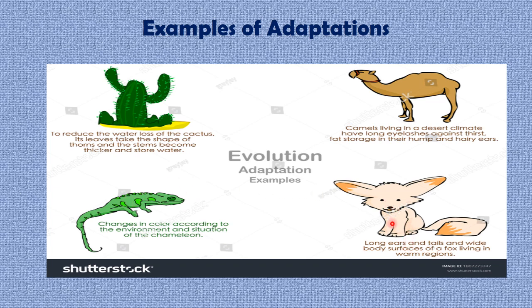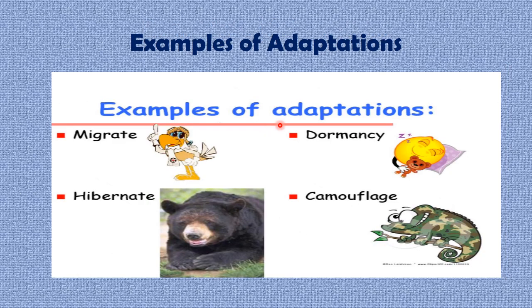Now we have the fox. It has long ears and tails and wide body surfaces because it lives in a very warm region, to maintain the heat of its body. Now we have other examples of adaptation: dormancy, migration, hibernation, and camouflage.